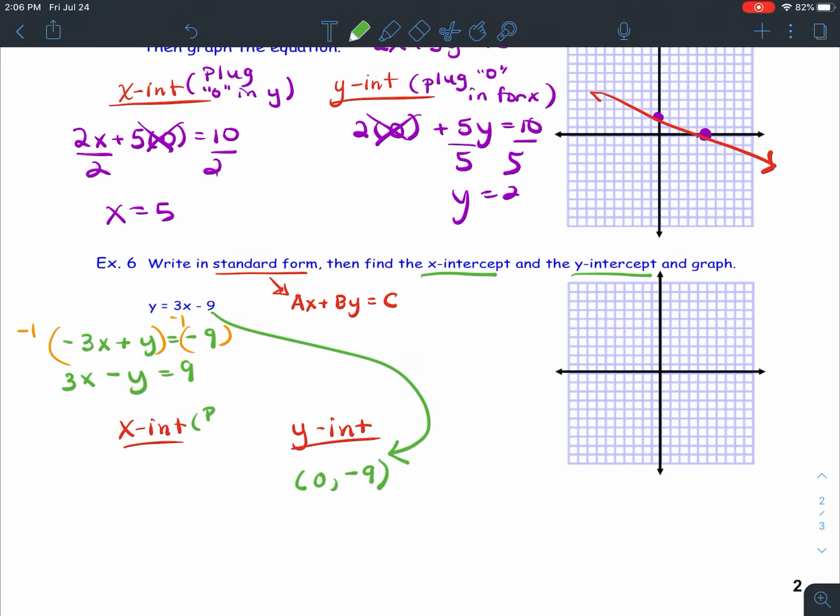And then for the x-intercept, here's where I'm going to plug 0 in for the y. As I do that and then solve for x, I get that my x-intercept is at 3, 0. My y-intercept, 1, 2, 3, 4, 5, 6, 7, I think we're down here, and then we would simply connect those two.